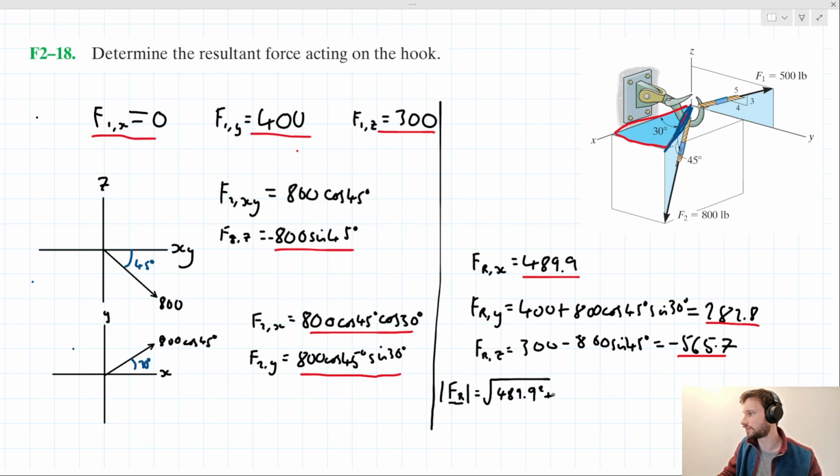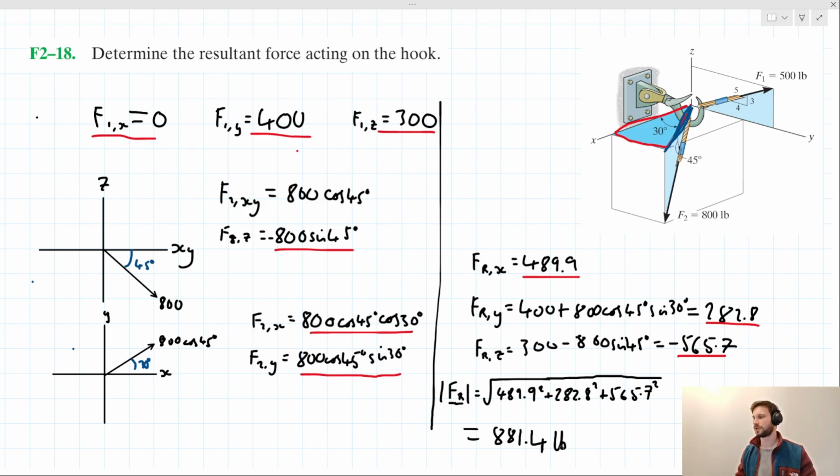plus 282.8 squared plus 565.7 squared, which when I bung in my calculator takes a value of 881.4. I guess we can assign a unit to it as well. We can say this is pounds. And there we have it.